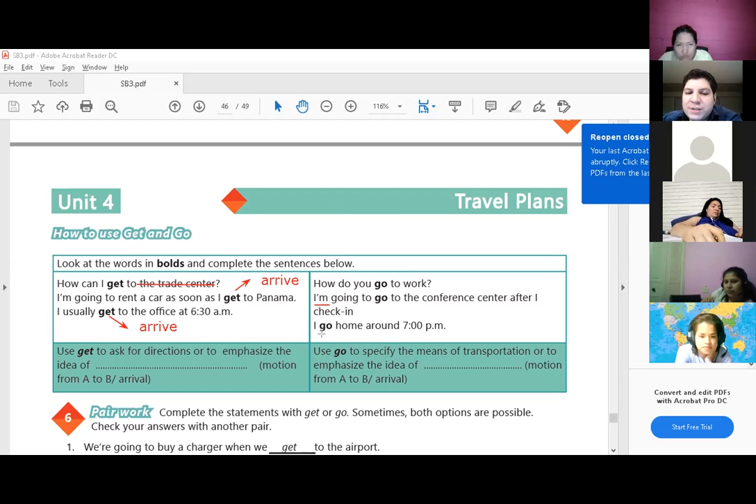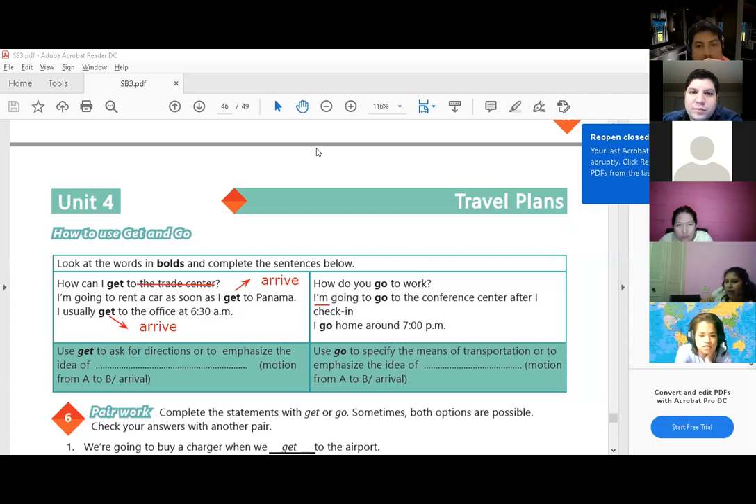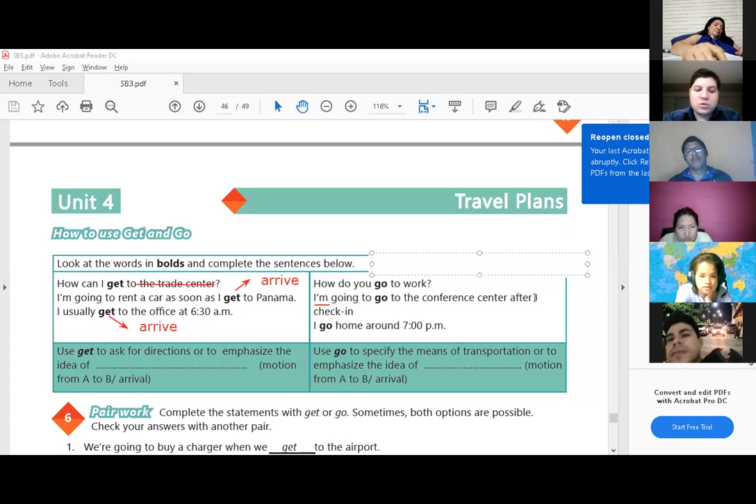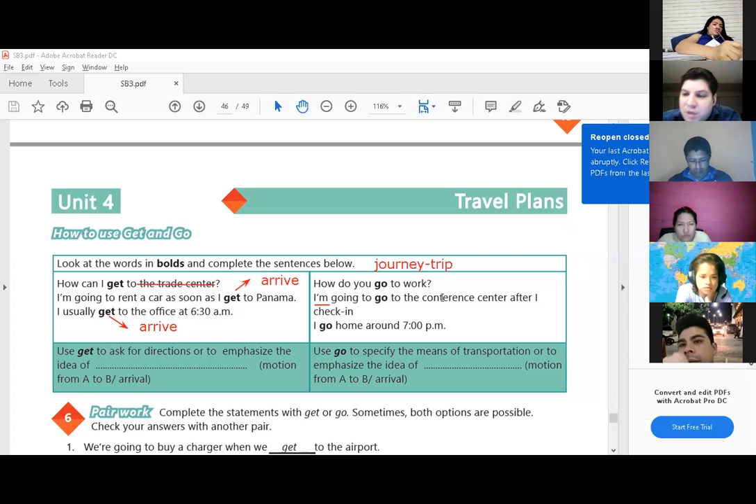I go home around 7 p.m. That's right. So whenever we use go, we make emphasis, guys, on the journey, the trip. Okay, so hacemos énfasis en el hecho de ir, de el camino, no como. Okay, how do you go to work? ¿Cómo te vas al trabajo?